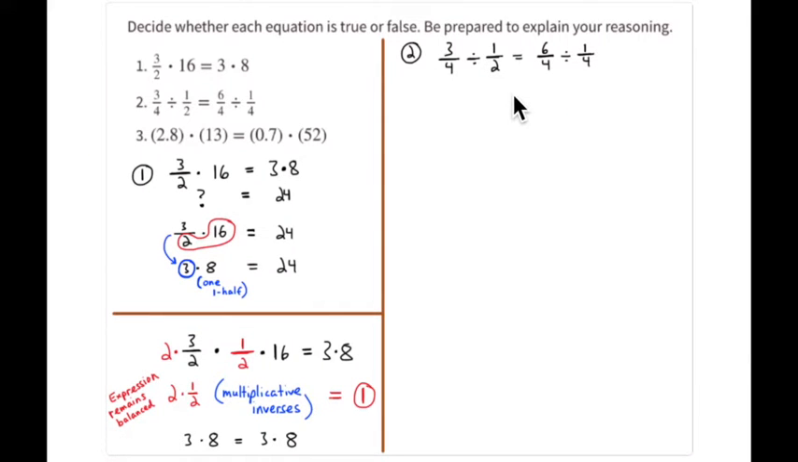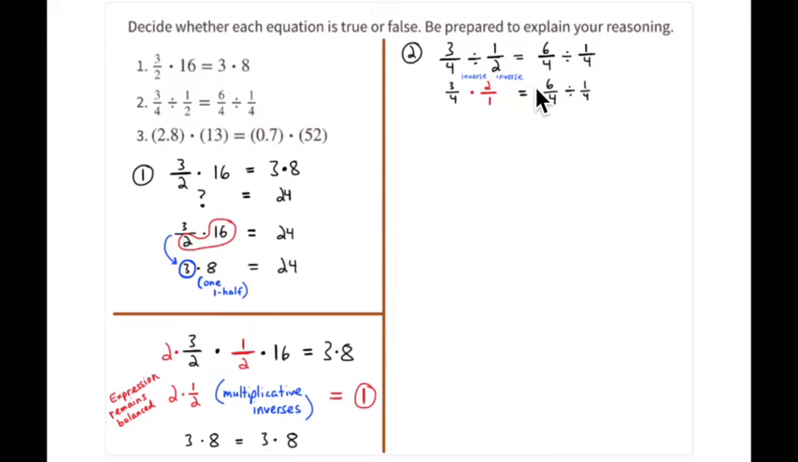In the second problem, it's 3/4 divided by 1/2 is equal to 6/4 divided by 1/4. And so the question is that true? So I'm just going to work with the left side of the equation right now. This expression that's on the left. So one side of an equation is called an expression. And so 3/4 divided by 1/2 can be rewritten as 3/4, and you use the inverse operation, which is multiplication, and you use the multiplicative inverse of 1/2, which is 2. So 3/4 times 2 is the same as 3/4 divided by 1/2.